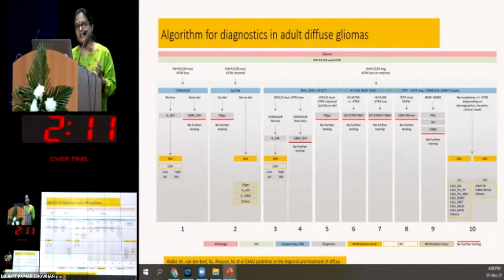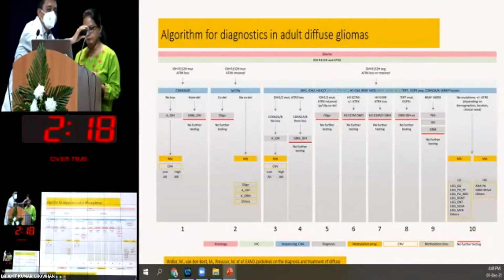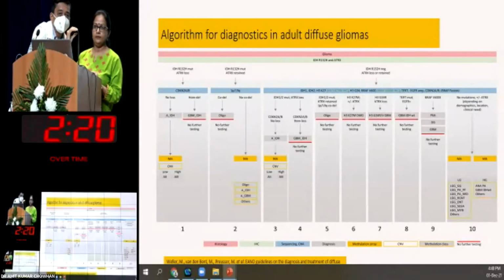Depending on the tumor type, you can make an algorithm, and so you can see the red line for, yeah. Anyone who is logged in the auditorium, kindly log out.